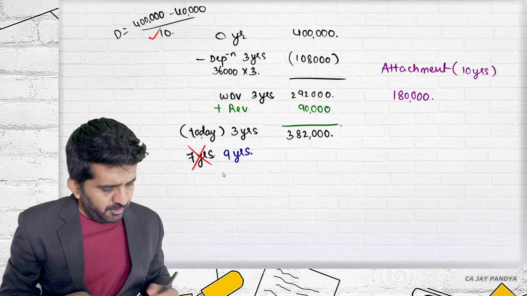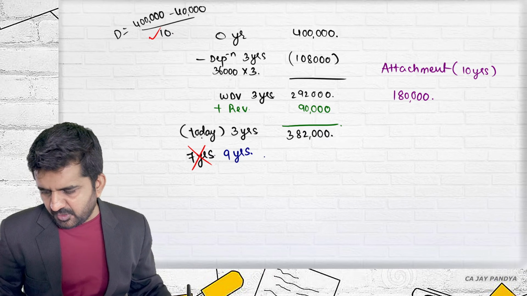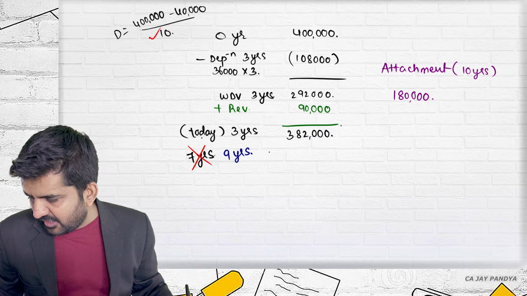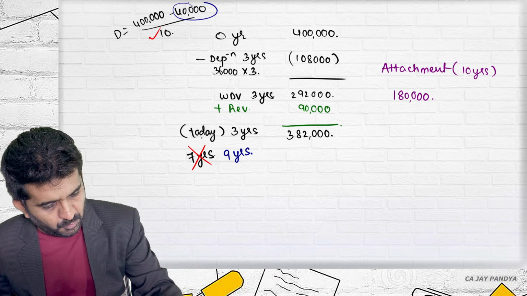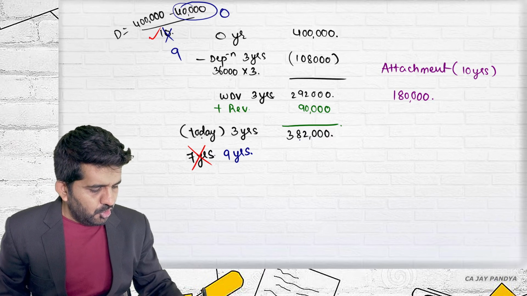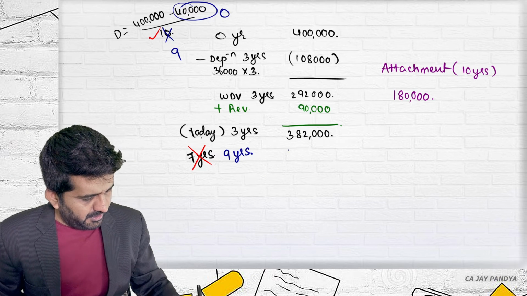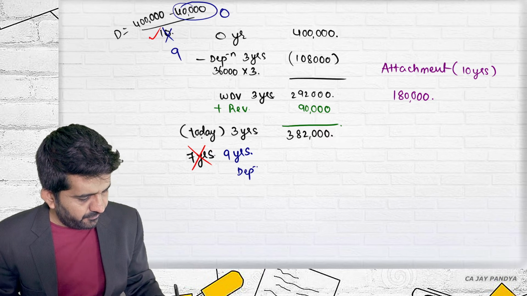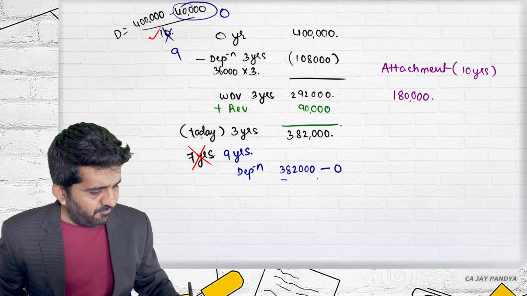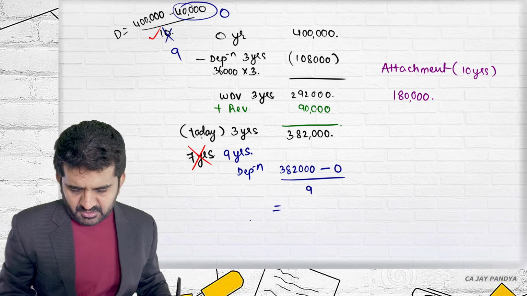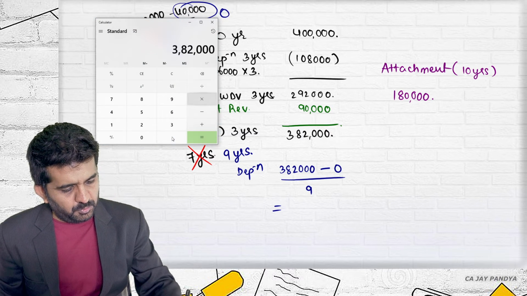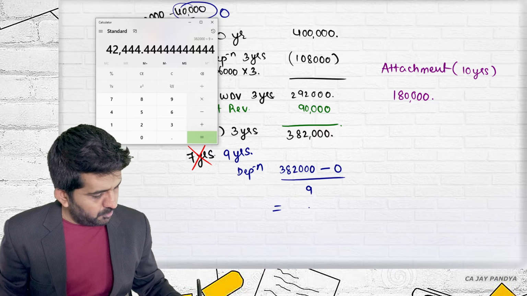Is it alright? Now try to concentrate. For this, the provision for depreciation will be like this. And the residual value is reassessed to 0. So this is reassessed to 9 years and this is reassessed to 0. So this asset will now have a depreciation of cost 3,82,000 minus scrap value 0, divided by number of years 9, which is 3,82,000 divided by 9, which is 42,444.